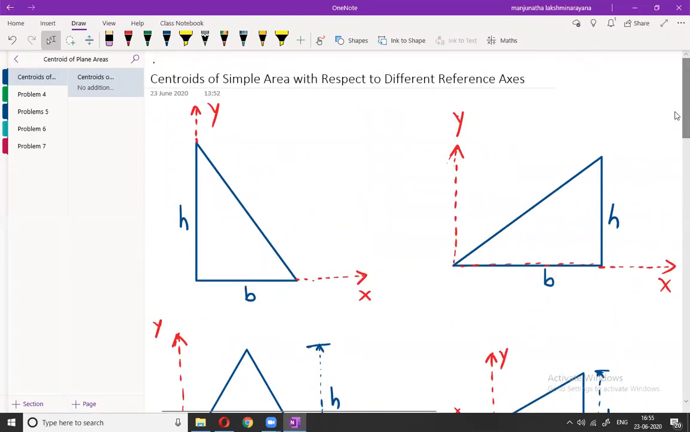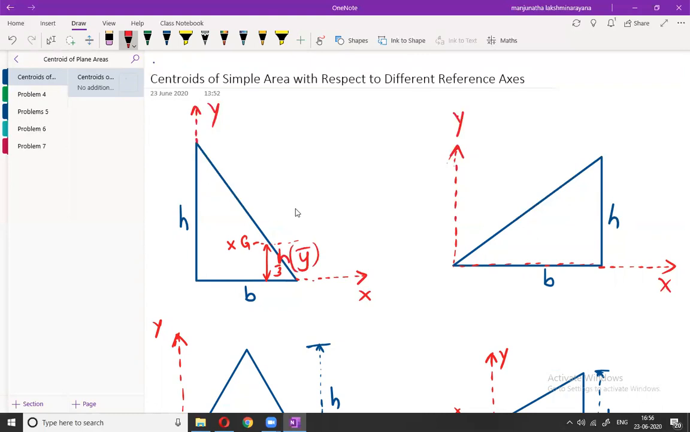So now let us consider the right angle triangle, which is like this. By just looking at the figure, you should identify approximately where exactly the centroid lies. So here is the location where the centroid will be. We know that for a triangle, the centroid lies at a distance of 1/3 from the base of the triangle. So this is the base, so 1/3 of height, h by 3. That is nothing but y bar.